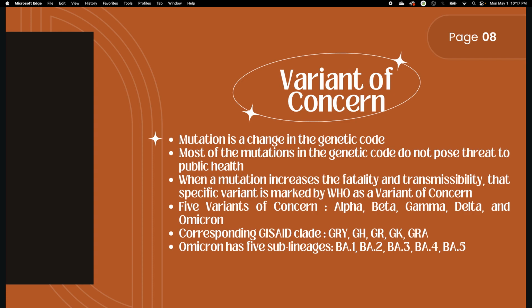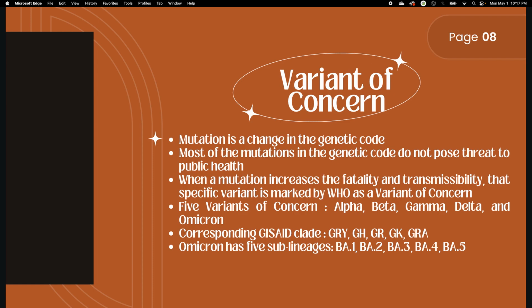As we are talking about the variant of concern, we can get a better in-depth understanding of the variant of concern. Mutations basically change the genetic code of organisms, and for SARS-CoV, mutation is very common. When a mutation occurs, it doesn't always change the behavior of the virus. When a specific mutation changes the virus in such a way that it increases in fatality and transmissibility, that specific variant is considered a variant of concern, and WHO labels it because that variant has a higher tendency to cause more hospitalizations and deaths.